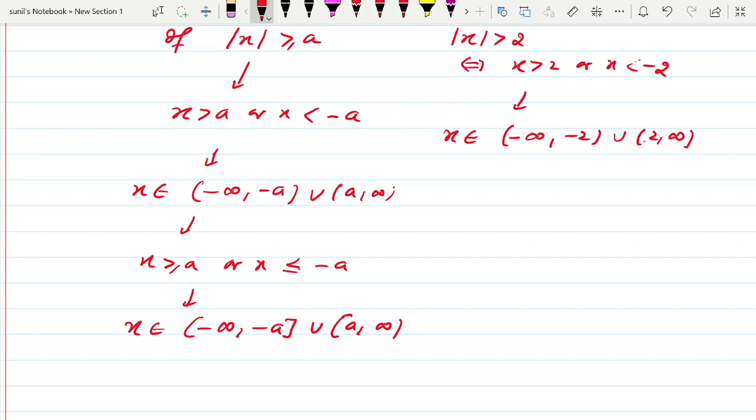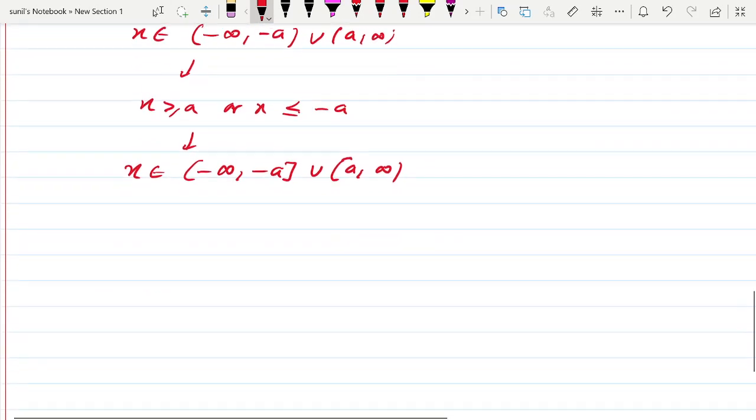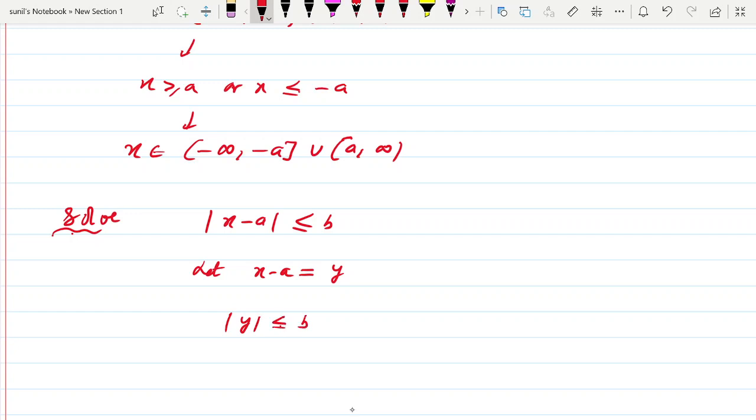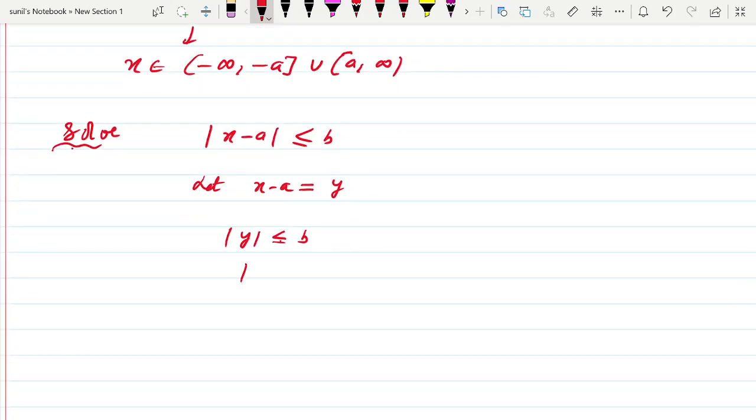So it looks so simple, it's not so difficult at all. Now somebody may ask me, sir, what will happen if the thing is like this, mod x minus a is, say, less than or equal to b. If somebody says solve this, guys, it is a simple problem. So how can we solve it? I'm just changing the name. Let x minus a be my y. So the question shifted to mod y less than or equal to b. What is the meaning of that? Its meaning is that y lies between minus b and b.